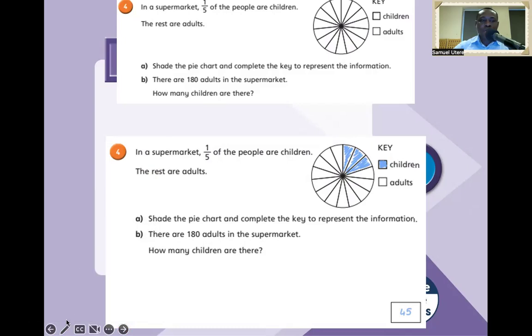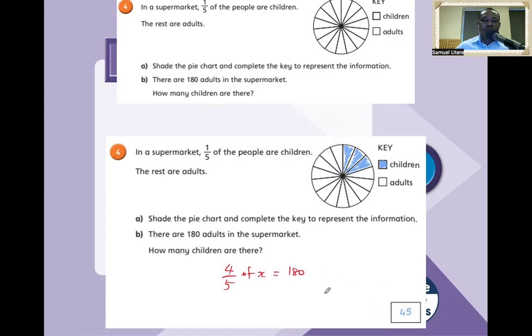So here we're told that if 1/5 of the people are children, then it means 4/5 will be adults. Now, 4/5 of X, something we don't know, is 180. All right. So if 4/5 is 180, then it means that 45, how do we do that?